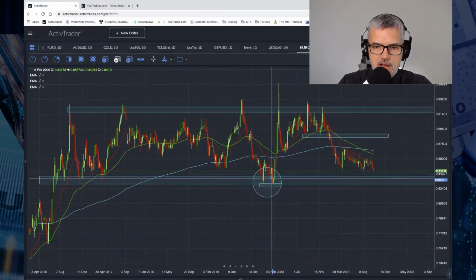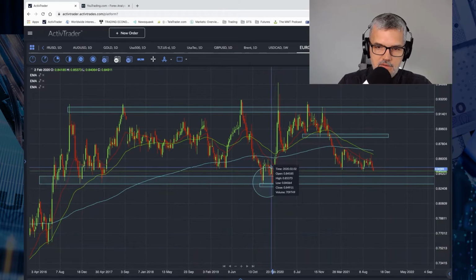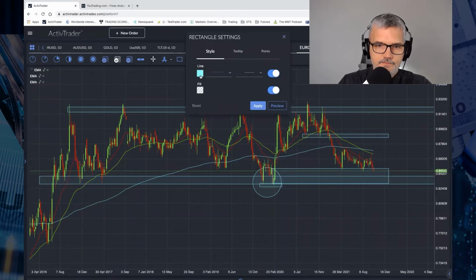This large red candle here is where the last of the sellers were. Yeah, these guys sold into whoever was buying this. So last of the sellers, and then these are the buyers. So there's actually a lot of demand down there. So we're actually turning into a demand area. So I'm just going to put another box here, and I'm going to label it green.